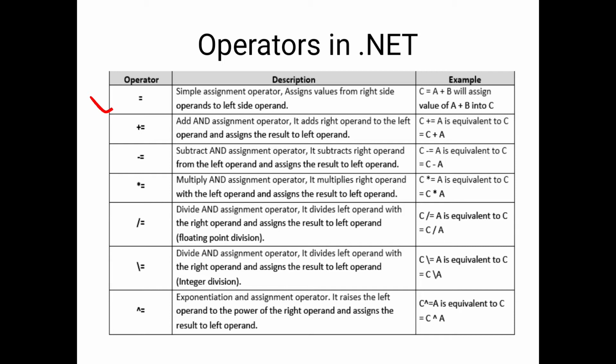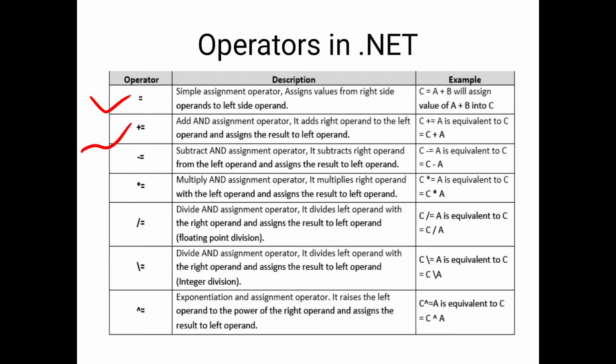For example, C = A + B. What it does is assign the value of A + B into C. The next operator is +=, the add and assignment operator. It adds the right operand to the left operand and assigns the result to the left operand. So C += A is actually C = C + A.